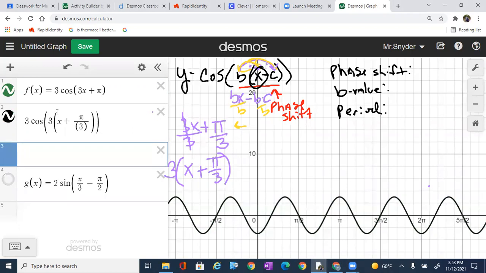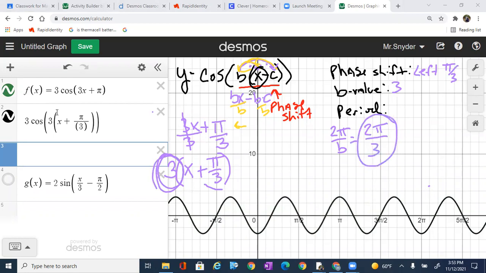Now, what is our phase shift? Well, our phase shift is that plus pi over 3 right there, which means we've gone left pi over 3. Okay, what's our b value? Our b value is the 3. And what is our period? Well, we know that period is 2 pi over b. So it is 2 pi over the b value, where the b value is 3. So our period is simply 2 pi over 3.